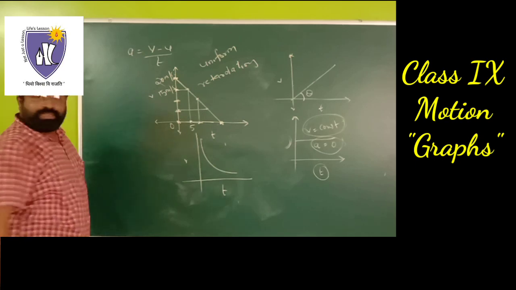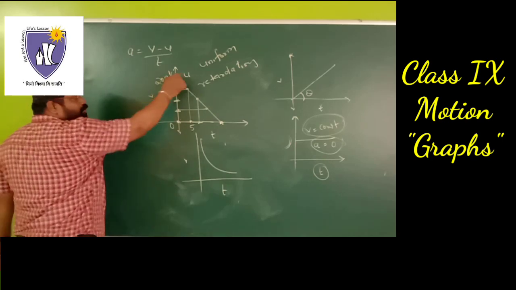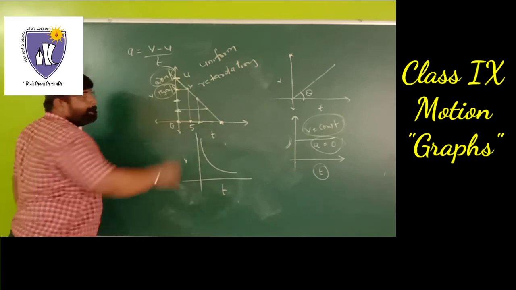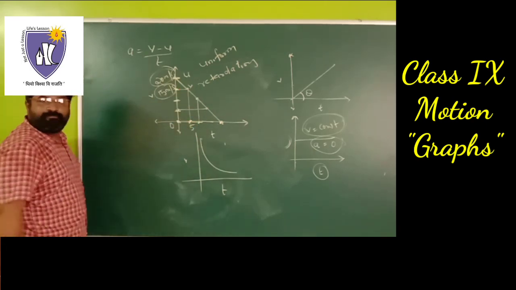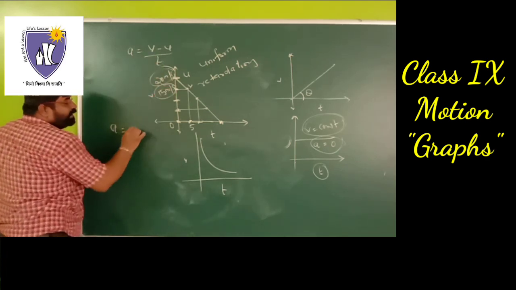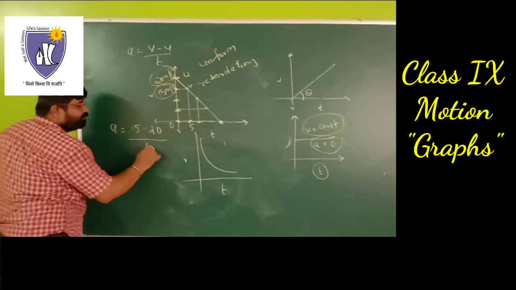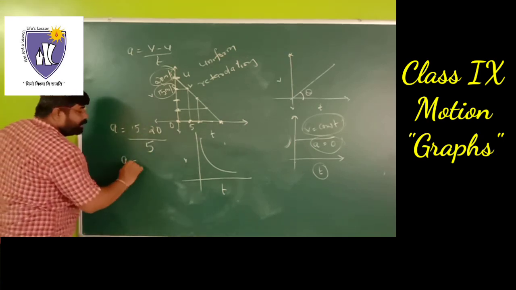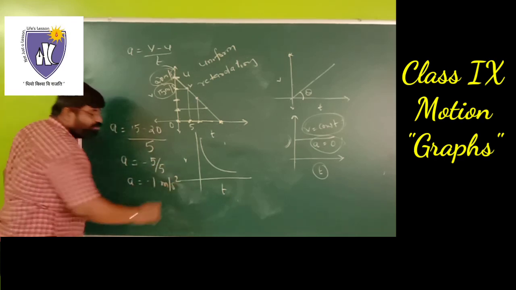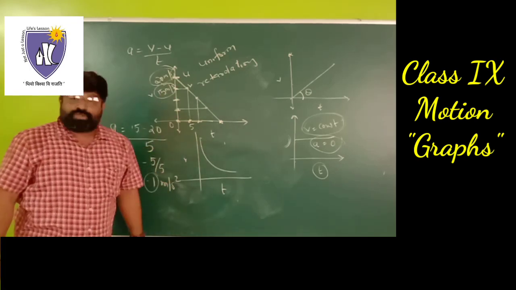Now putting the values to find the acceleration. This is the initial velocity u, because initially it was 20 meter per second, this is the final velocity v, and this is the time, 5 seconds. So a equals final velocity 15 minus initial velocity 20, upon 5. What is the value here? It is minus 5 by 5, or minus 1 meter per second square. So I get a negative value. So this is also called negative acceleration.